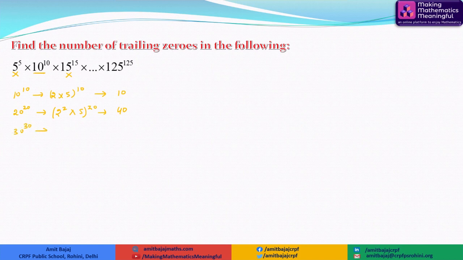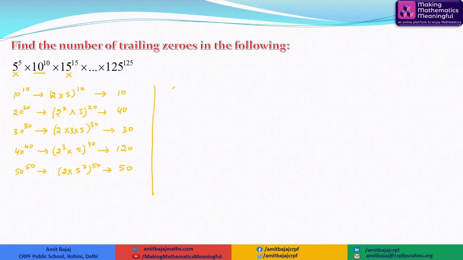So we need to count the number of 2's individually in the following powers. So clearly here it will be 30, then followed by 40 raised to the power 40, which can be written as 2 cube into 5. And clearly it is 2 raised to the power 120. So it will contribute for 120 zeros. Then 50 raised to the power 50, 2 into 5 square power 50, and clearly it will contribute for 50 zeros.